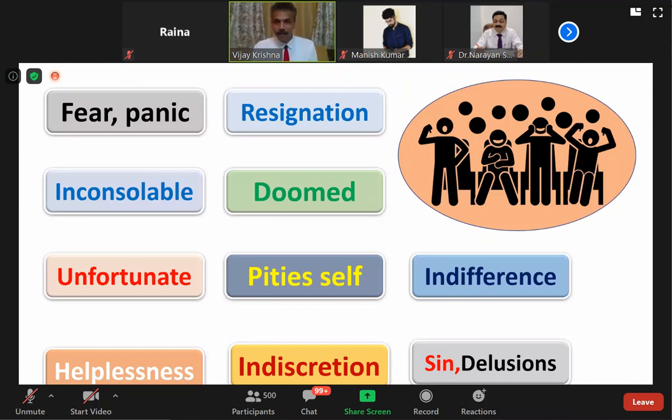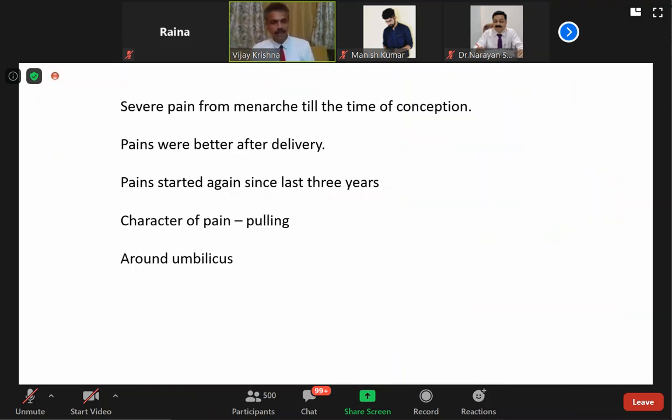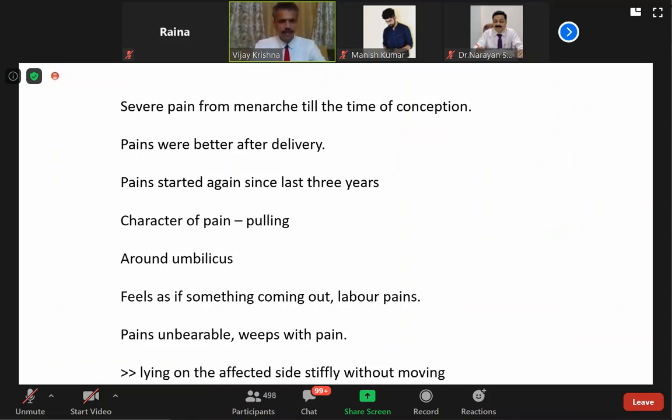The reactions can be plenty. You can work on it. You can add your own reactions from your clinical experiences. So these are few reactions that we can expect from the patient. Now, how did this lady react? Now, this is the history where she had pain, almost like labor pain.